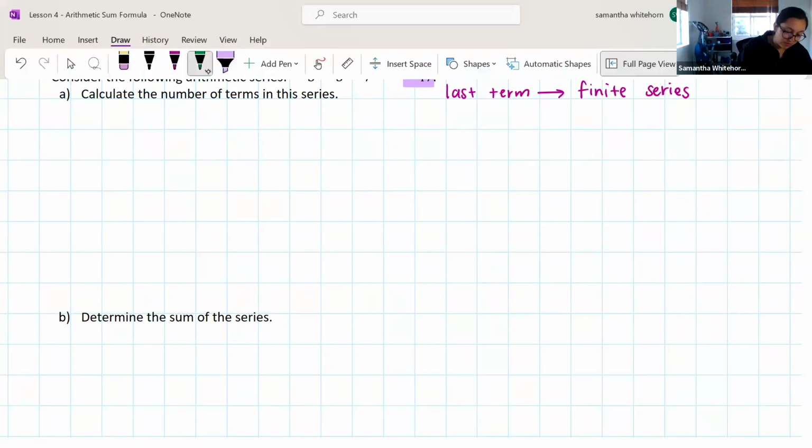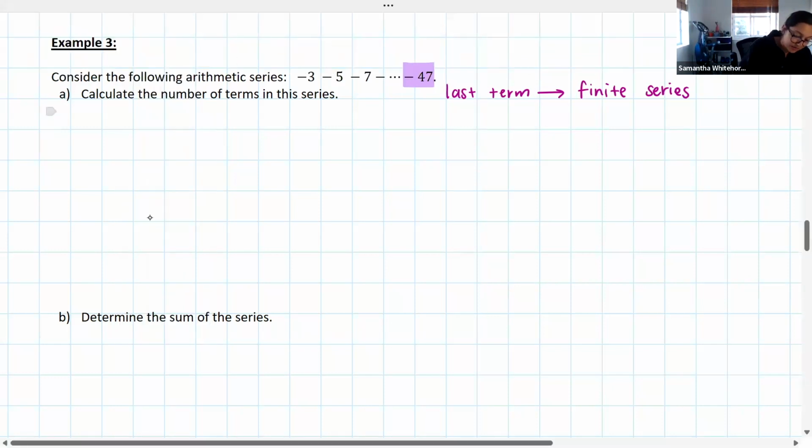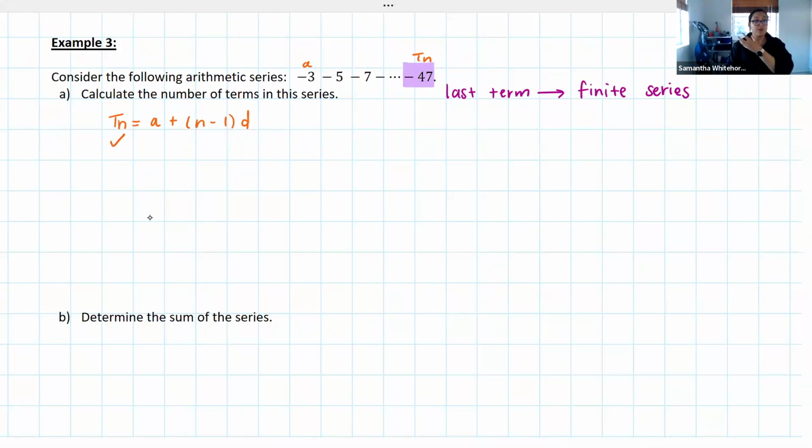What we need to remember, though, is there is a second formula that is associated with arithmetic sequences, and that is Tn is equal to a plus n minus 1 times d. And this formula is great because we have the value of the term. It's -47. We know what a is. It's -3. And it's very easy for us to work out what the constant difference is. We have then 3 of our 4 variables and we can solve for n. So don't forget about your Tn formula. It's still there, it's still useful. Every now and then we do need to actually bring it into play.